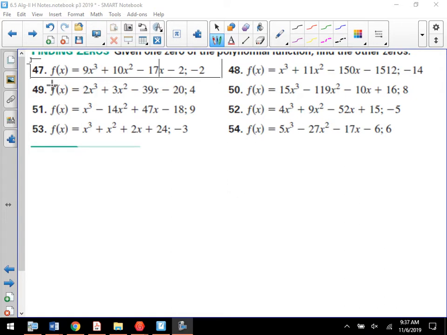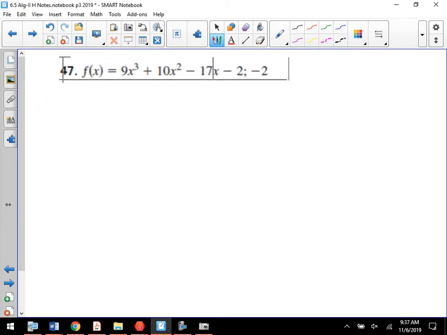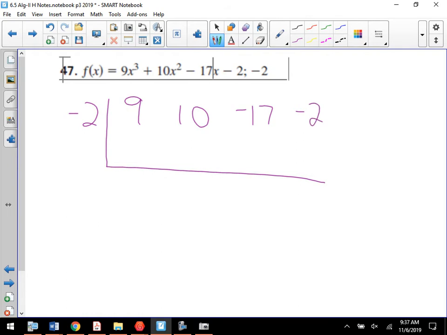Or 47. All right. So you have -2 is your 0. 9, 10, -17, -2. Okay. All right. First thing you do is always drop that first term. In this case, the first term is a 9 now. Multiply, add, multiply, add, multiply, add.